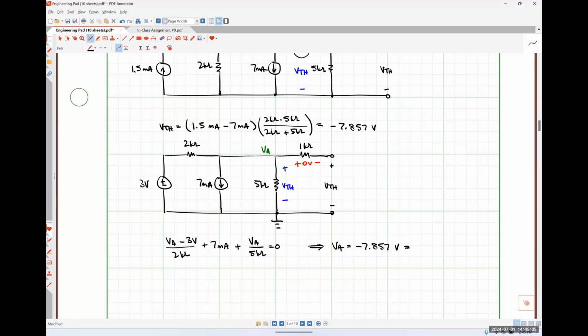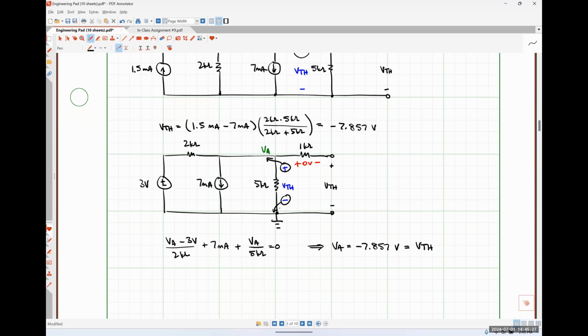And very obviously, I hope VA is the same thing as VTH, because the positive polarity terminal of VTH is at node A, and the negative polarity terminal of VTH is at ground. So we got the exact same answer either way, which is great.